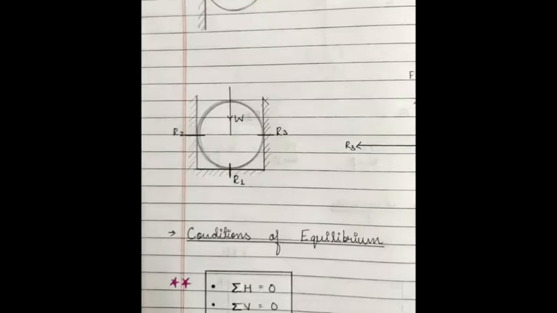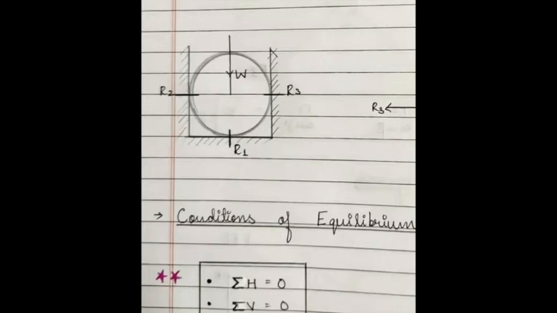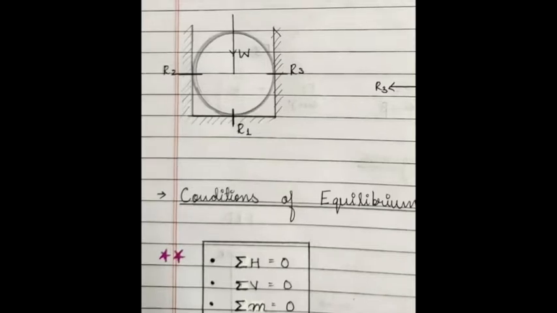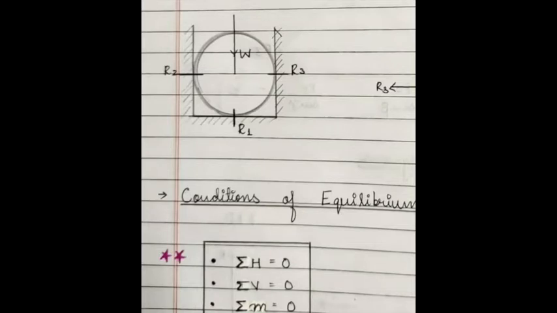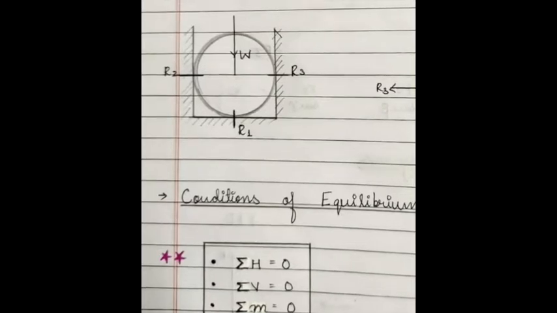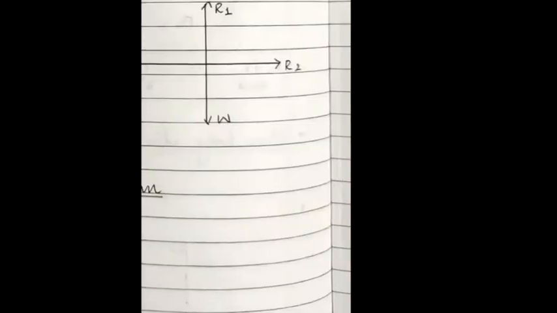Next, I already explained the conditions of equilibrium. Horizontal should be equal to 0, vertical should be equal to 0, and the moment at any point should be zero. They may specify it, or you can specify any point: the body should not rotate. The movement of the body should be nil. Then only I can say it is in equilibrium. These are some conditions.